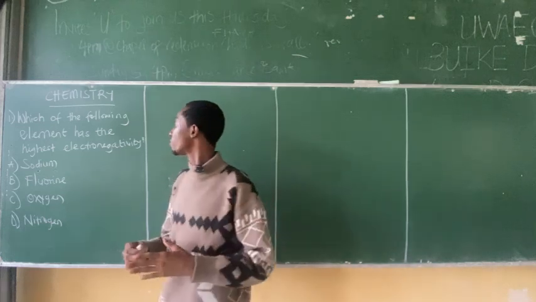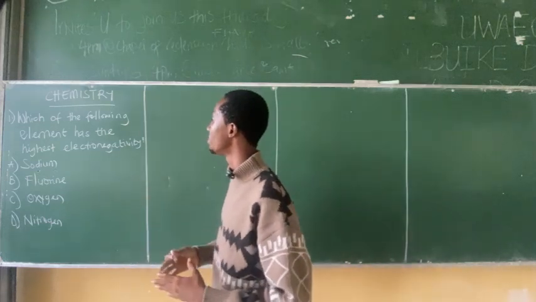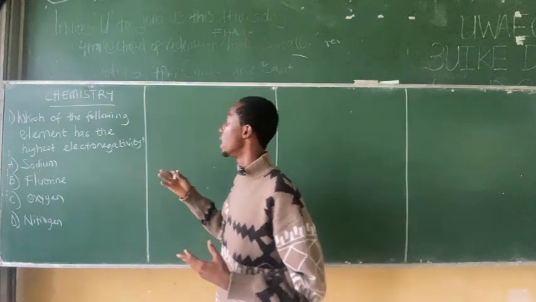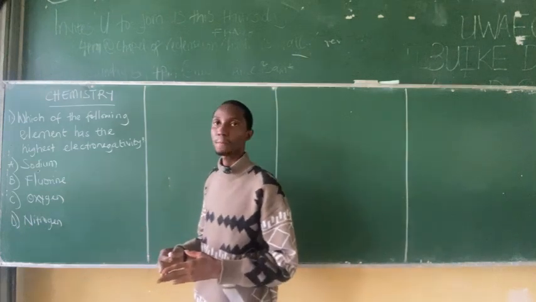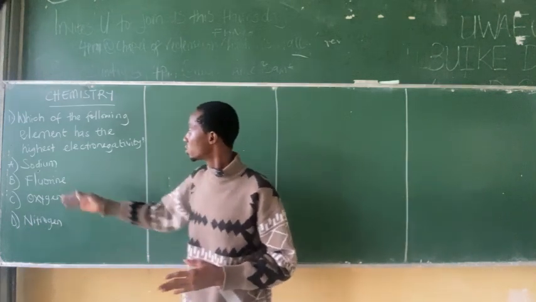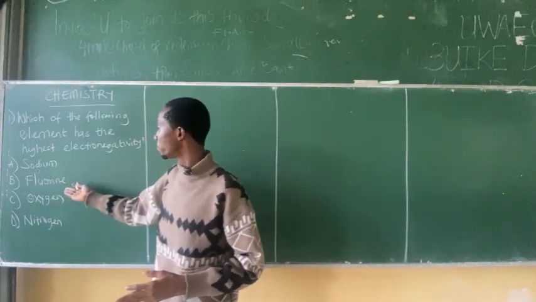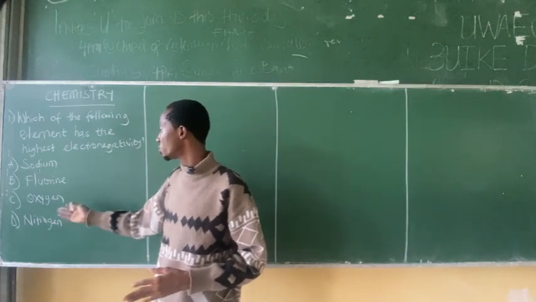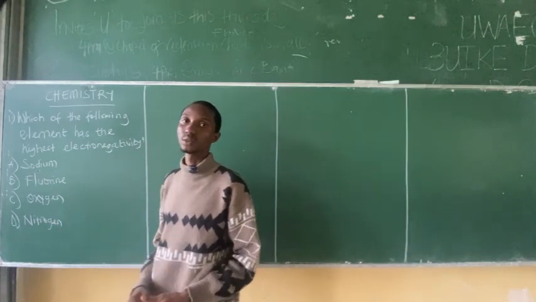In today's class, we'll be solving over 10 most repeated post-UTME questions on chemistry. The first question we have today says, which of the following elements has the highest electronegativity? Option A says sodium, B fluorine, C oxygen, and D nitrogen.